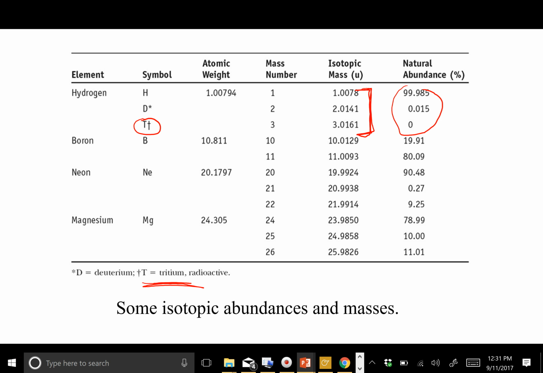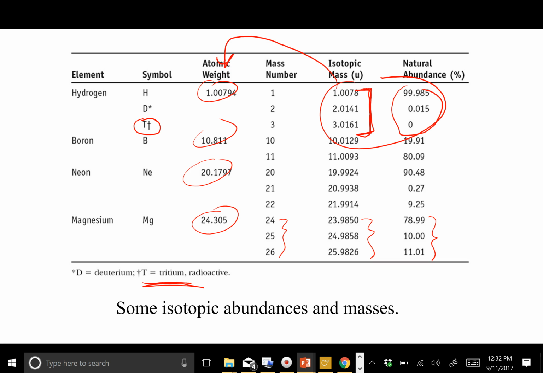Neon down here, let's see, is that a good example? Magnesium isn't bad. So here are three isotopic forms of magnesium. That's their relative abundances. This is how much each one weighs. This would be their mass numbers. This right here, by the way, is what the periodic table says. So somehow we need to get from this information to this information.